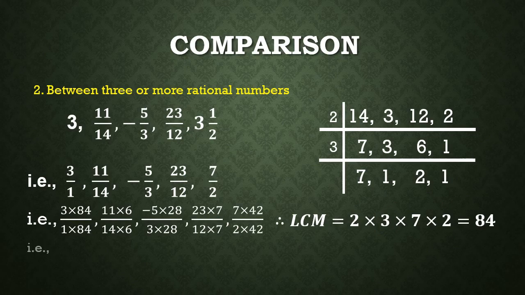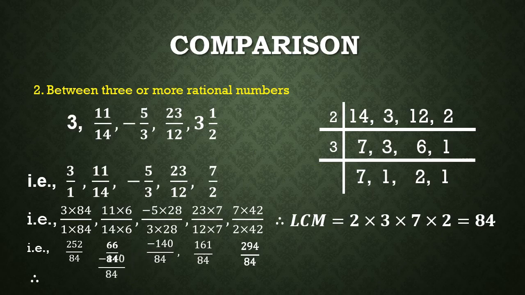Multiplying them, we get 252 by 84, 66 by 84, minus 140 by 84, 161 by 84, and finally 294 by 84. Now, since the denominators are equal, we can easily compare the numerators. Minus 140, the smallest, takes the first place. Next 66, then 161, and then 252 moves here.